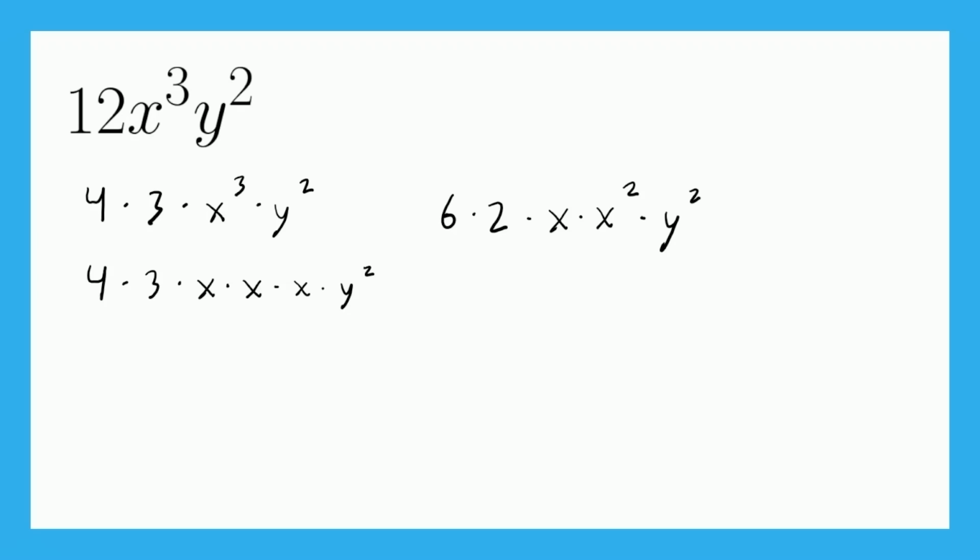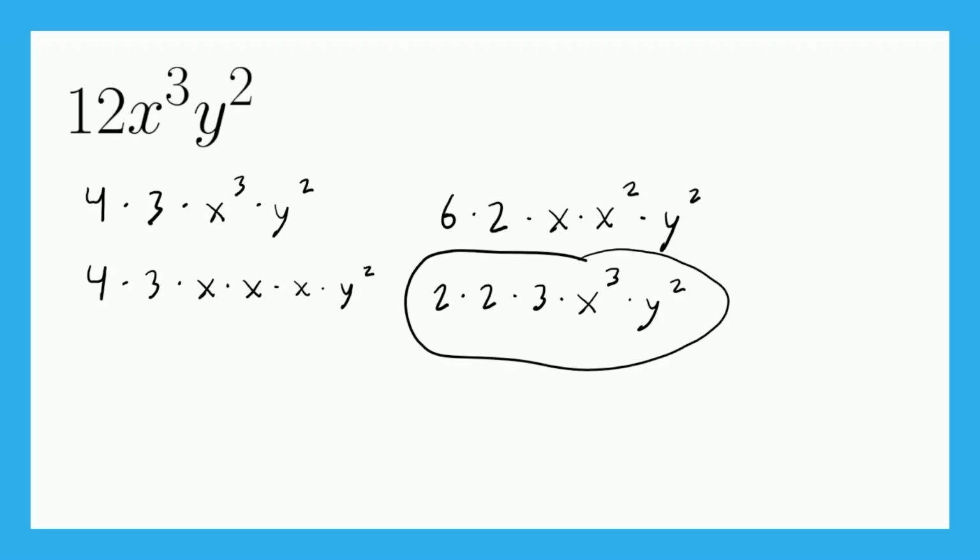So this time we're going to say 2 times 2 times 3 times x cubed times y squared. And once again, we still have a correct factorization because all of these numbers and variables multiplied together will give us the original expression. Okay. Now, what is a complete factorization? You'll notice that we have many different versions of factoring, right?